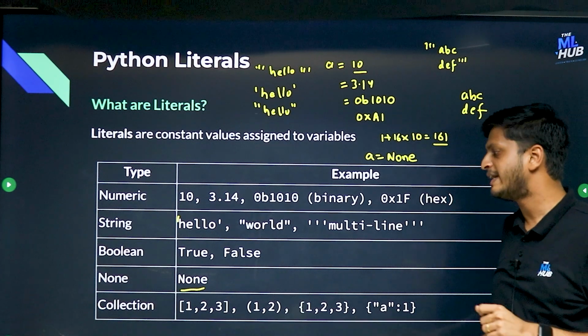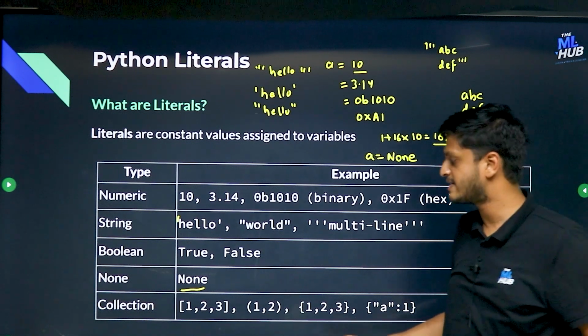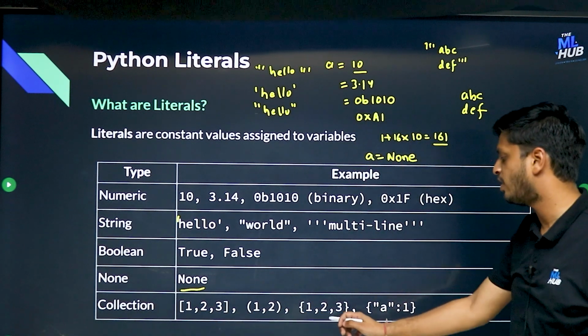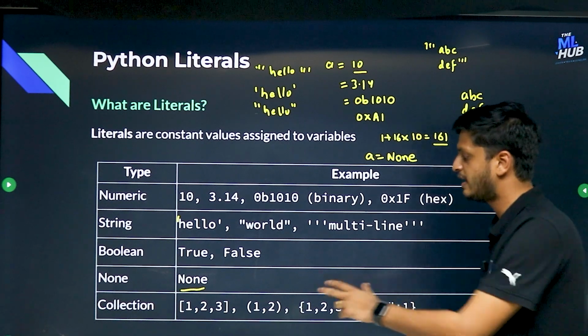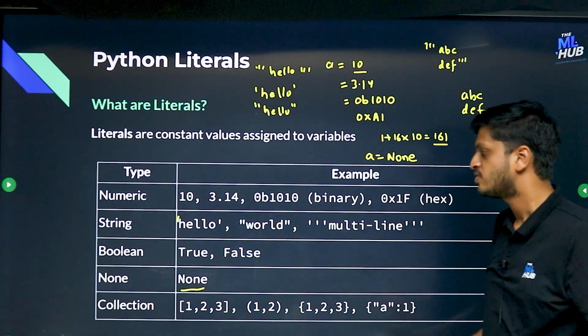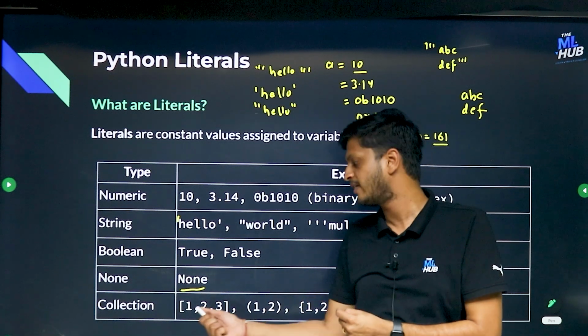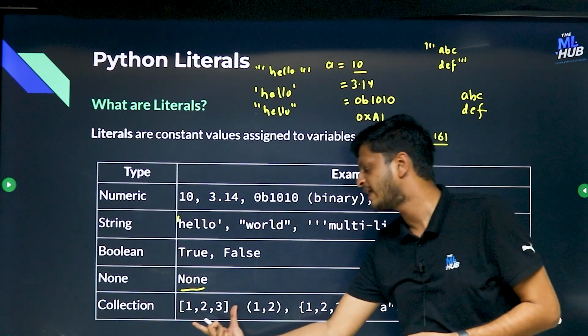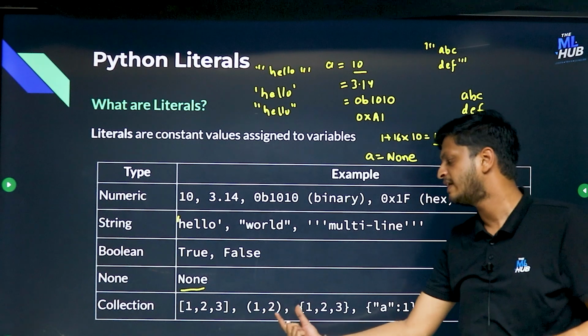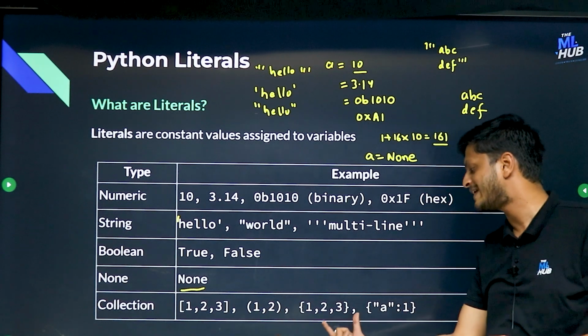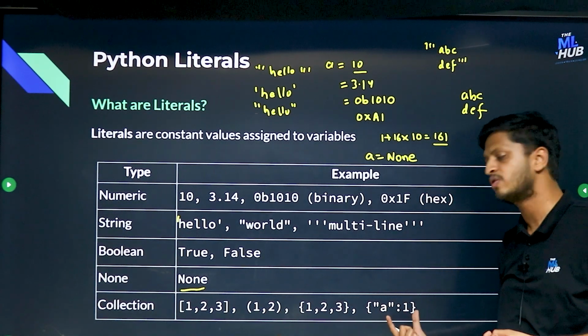Okay. Then you can assign entire collections also. You can assign an entire list or a tuple or a set or a dictionary. They are all collections in Python. Okay. We will see in detail in the data types lecture what all these are. You can create a list using square brackets. You can create tuples using round brackets. You can create sets using curly brackets and also dictionaries using curly brackets.